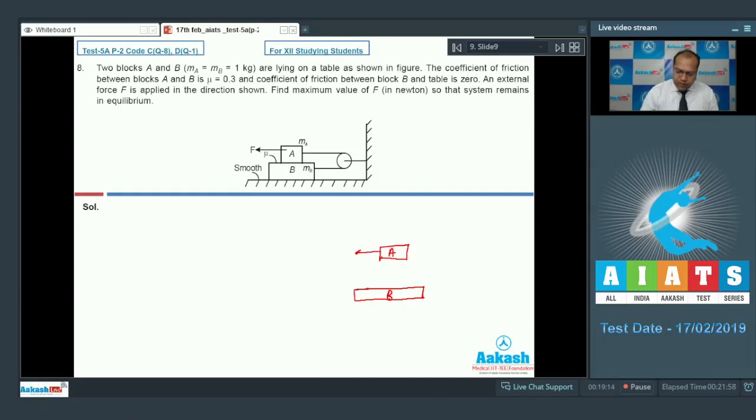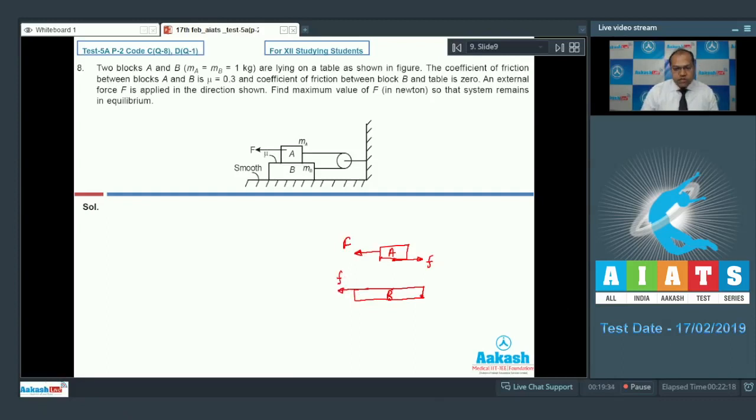If force F is applied on this block A, then due to the application of force, relative motion occurs between A and B. So there is a tendency of friction to act in this direction. So from Newton's third law of motion, the friction on B will act in this direction.